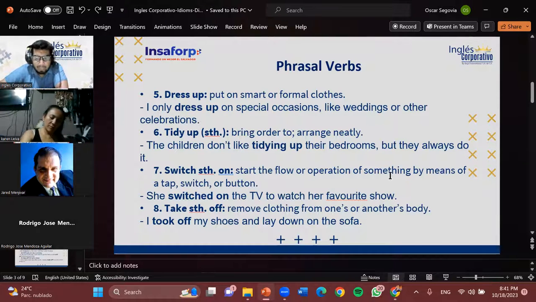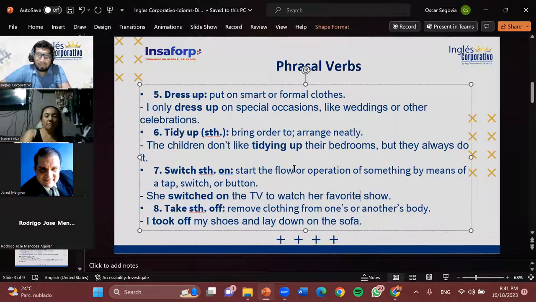Now, the definition says, start the flow or operation of something by means of a tap, switch, or button. And the example: she switched on the TV to watch her favorite show. So yeah, that was the example and definition that we had.